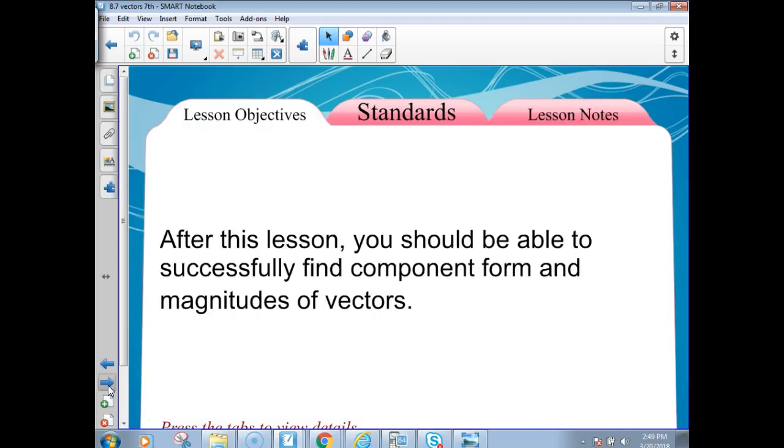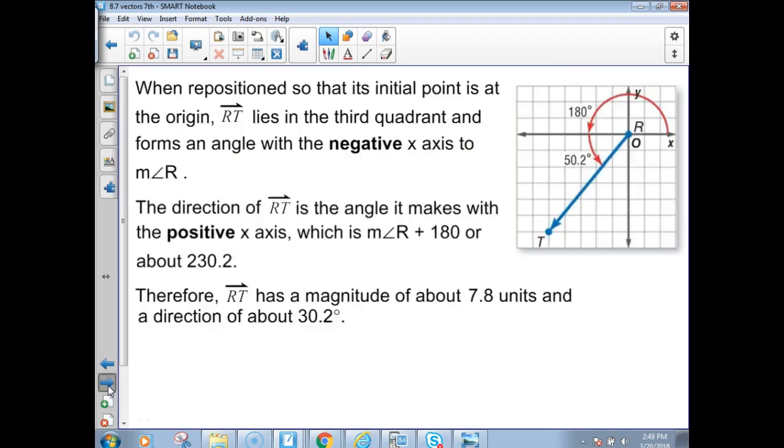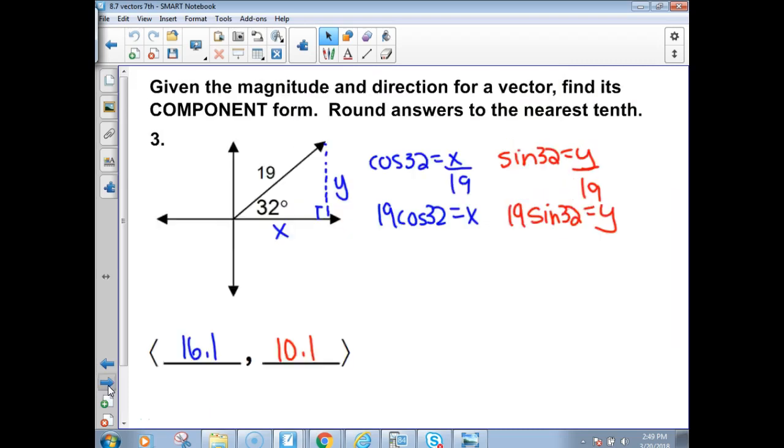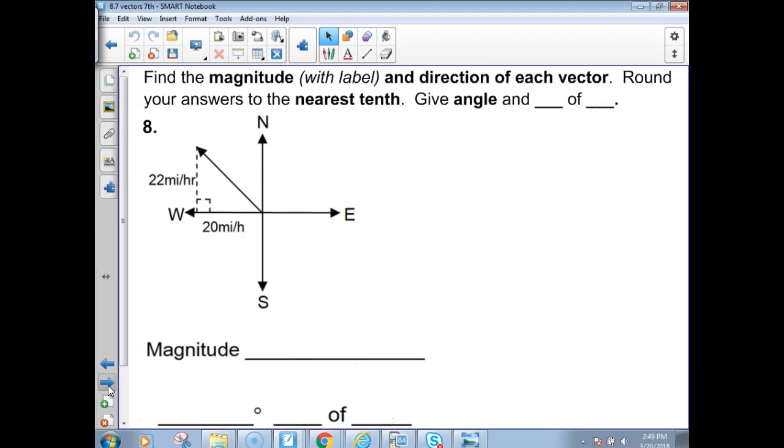Okay, so we're going to continue where we left off yesterday. We did up to, let's see, 8. Is that the next one that we were on? All right, make sure I had the correct spot. Let's find the magnitude with label and direction of the vector. So let's go back over these.